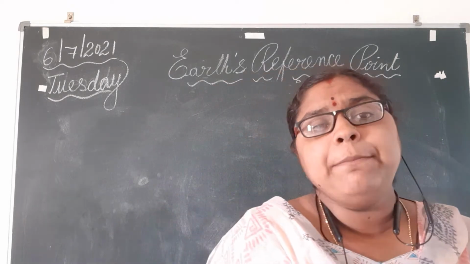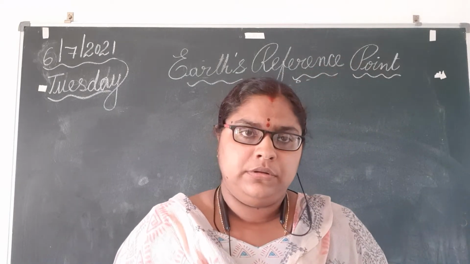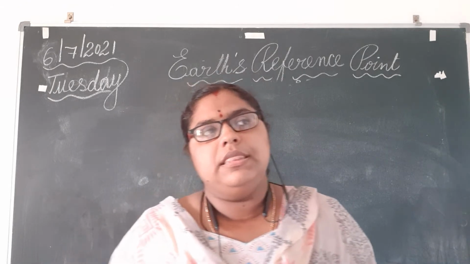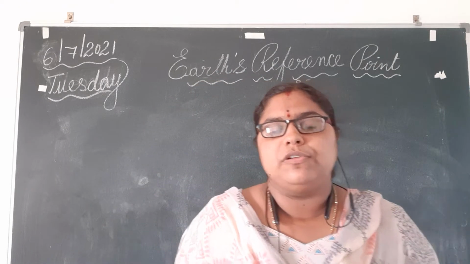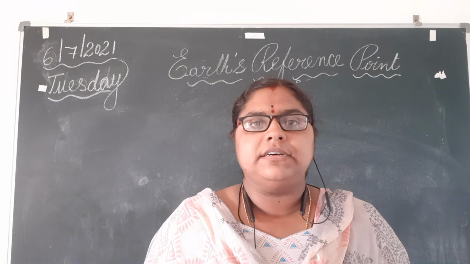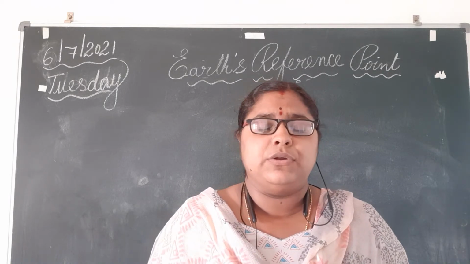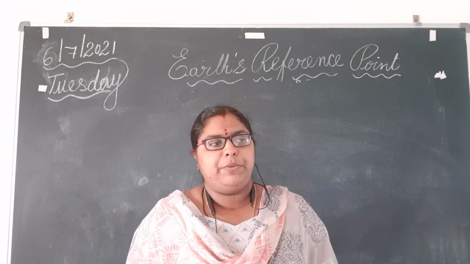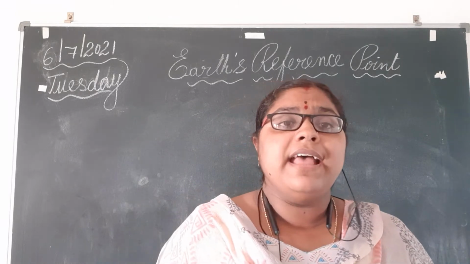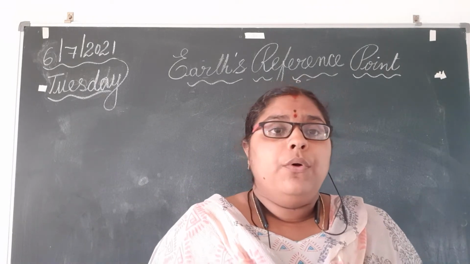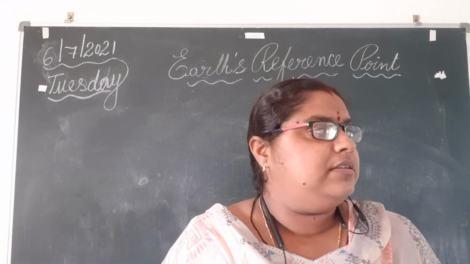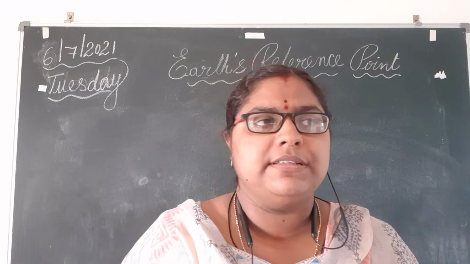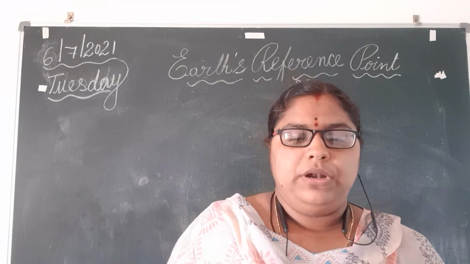Very good. The prime meridian divides the earth into eastern and western hemispheres. Next, I have some questions also. The dash divides the earth into northern and southern hemispheres. What is that? Equator. Very good. Next, the dash divides the earth into eastern and western hemispheres. What is that? Longitudes. Very good.